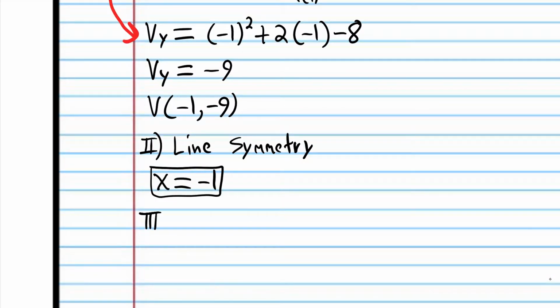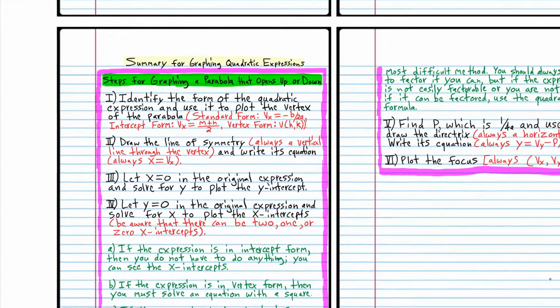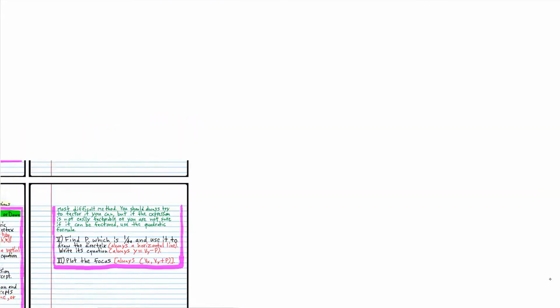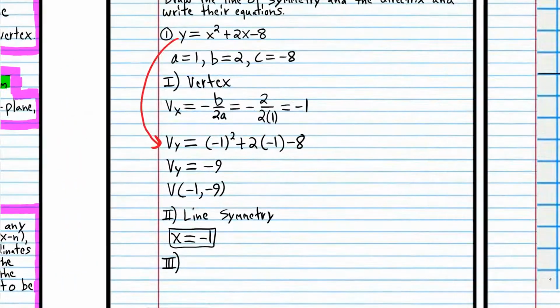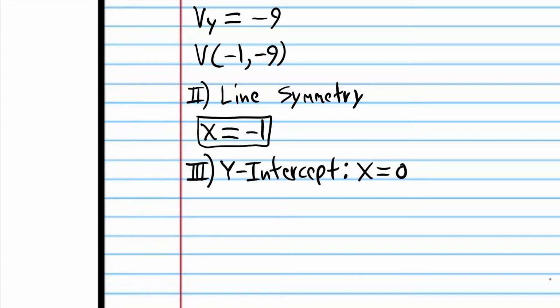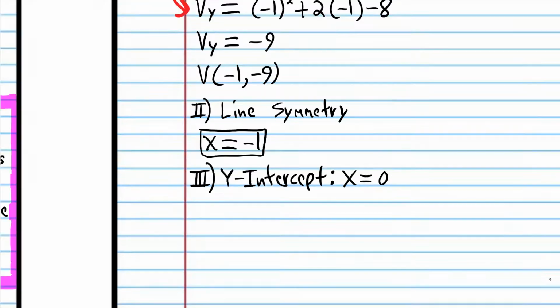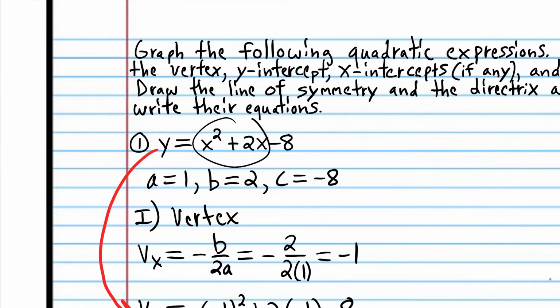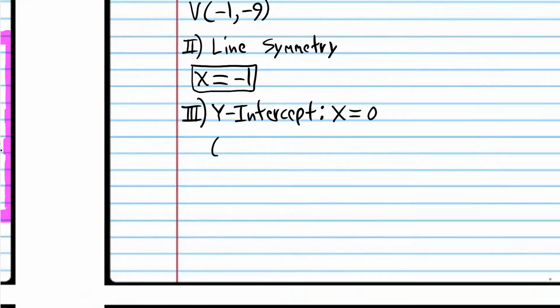Now step 3. What does it say on step 3 over here? It says let x equal 0 and find the y-intercept. So we're going to let x equal 0 in the original expression. But first let's title this step y-intercept. And when you're in standard form, it's so easy to find the y-intercept because if you let x equal 0, these all go to 0 and you're left with negative 8. So the y-intercept is just going to be 0, negative 8. We don't have to show the math on that. It's just not necessary.